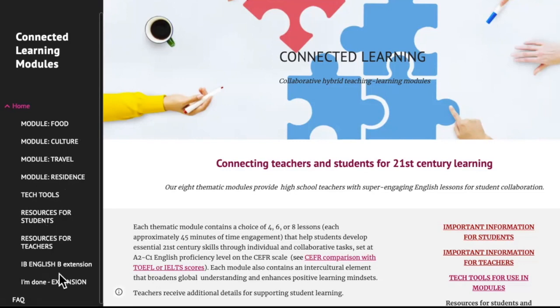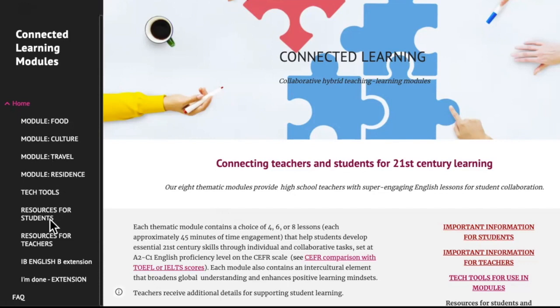There's an IB English B extension, so the modules are quite flexible. They, as you can see over here, go all the way from A2 to about C1, but the IB English B extension also allows for extending and using the modules with students who are a little bit more proficient.